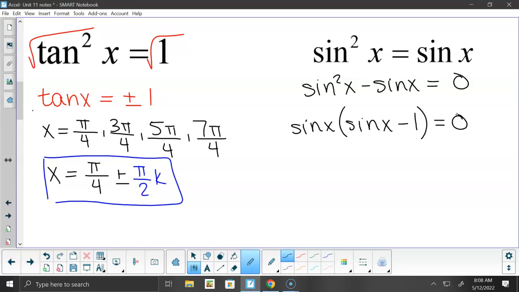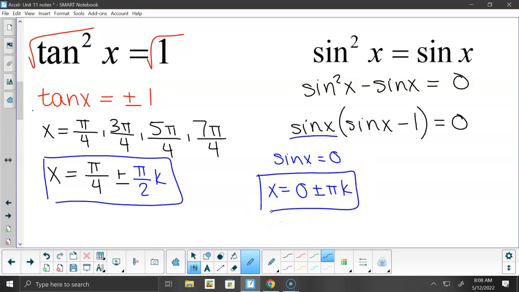So, the one on the left is just whenever sine of x equals 0. When does sine of x equal 0? 0, and then pi. So we would write this one as being x equals 0 plus or minus pi times k. K is just however many times you want to do it. All right, so the reason it's plus pi is because I need it to go from 0, pi, 2 pi, 3 pi, 4 pi, blah, blah, blah.